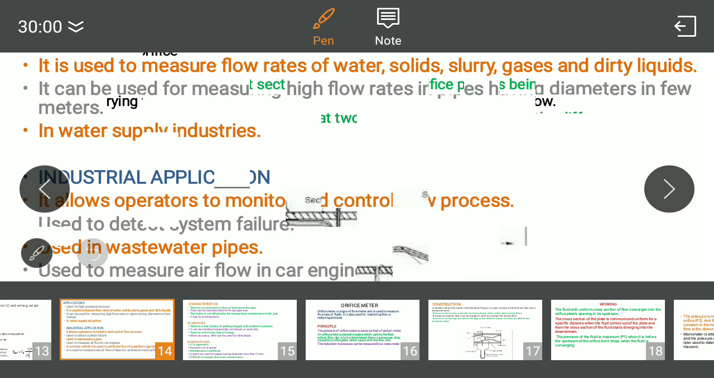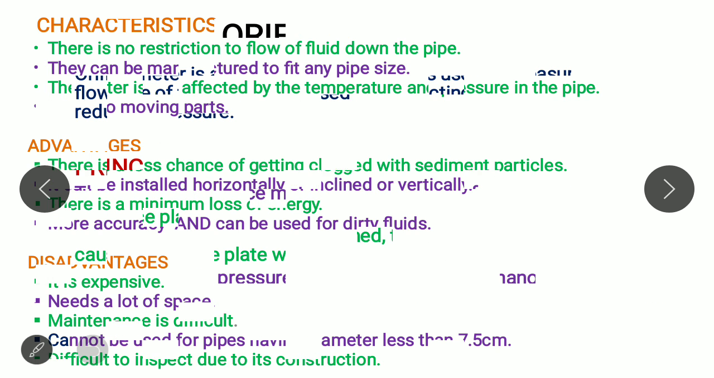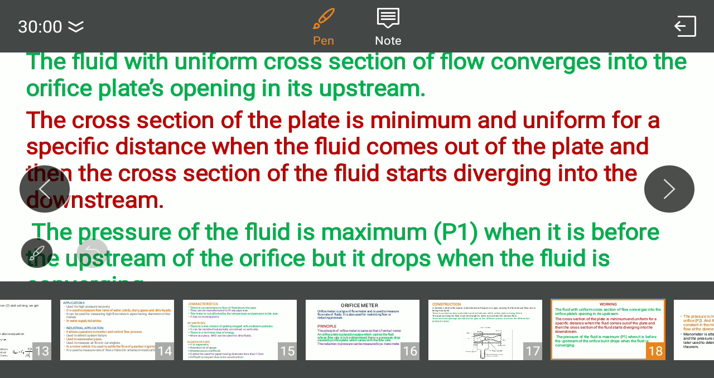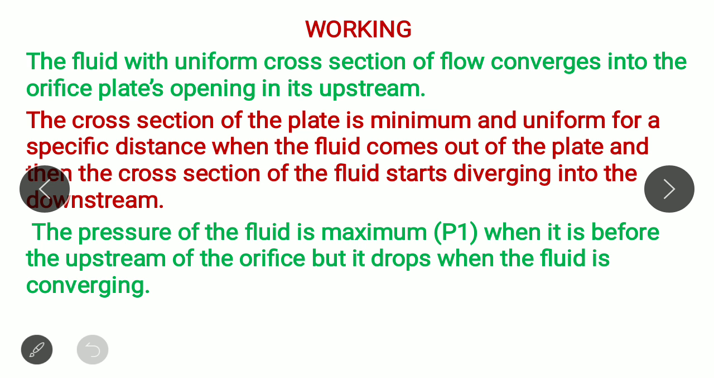Moving forward, the fluid with a uniform cross section of flow converges into the orifice plate's opening in the upstream. The cross section of the fluid is minimum and uniform for a specific distance when it comes out of the plate, and then the cross section of the fluid starts diverging into the downstream. The pressure of the fluid is maximum before the upstream of the orifice, but it drops when the fluid is converging. Okay, you understood this?